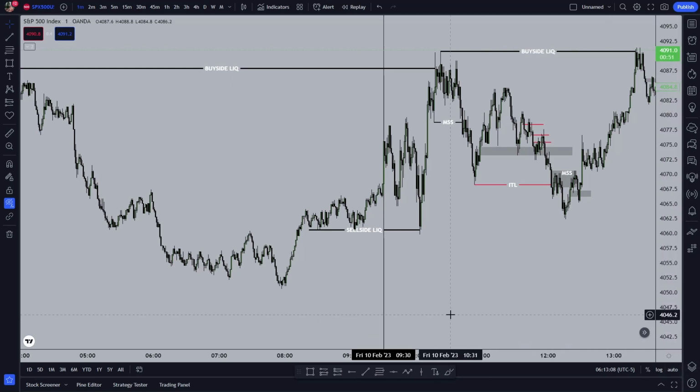So in today's video we are going to discuss this S&P 500 chart on the 1 minute time frame, and I will tell you how to trade on the 1 minute time frame and how to do scalping. So without wasting time, let's get started.